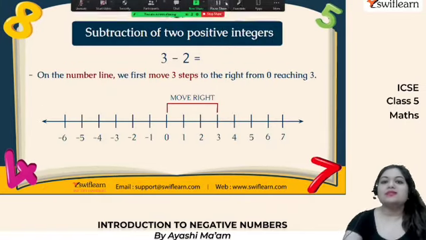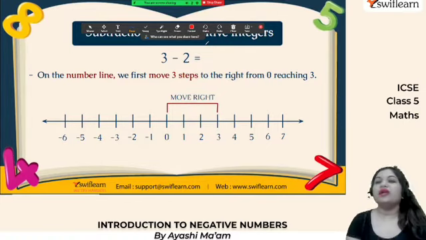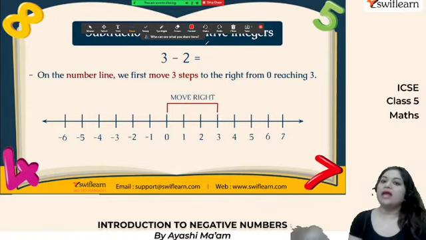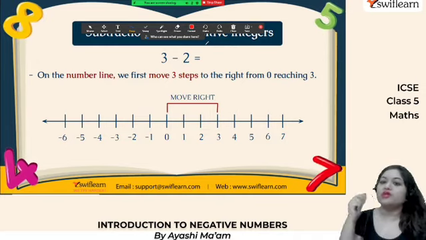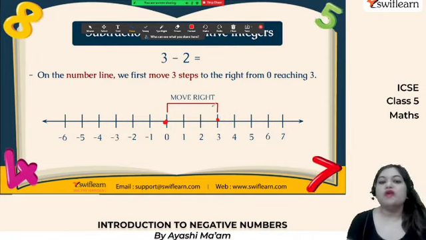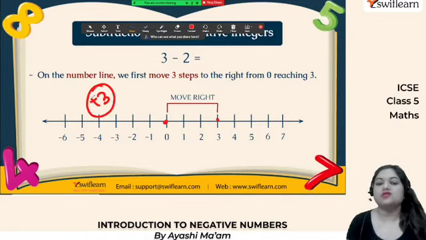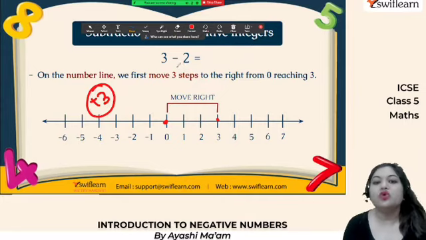Now, let's learn about subtraction. Very easy. I told you on the number line, whenever you see addition, you move towards the right, and whenever you see subtraction, you move towards the left. So first it is 3. From 0, we are going to 3. We have moved right, because only 3 means it is positive 3. And then we have to go minus 2.